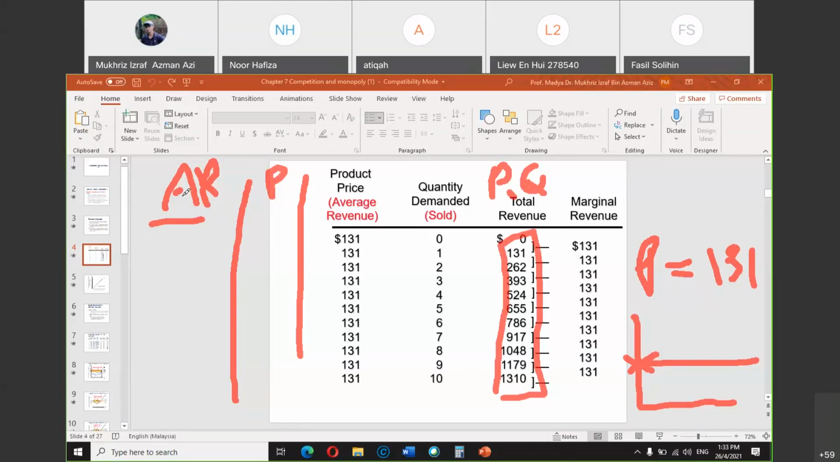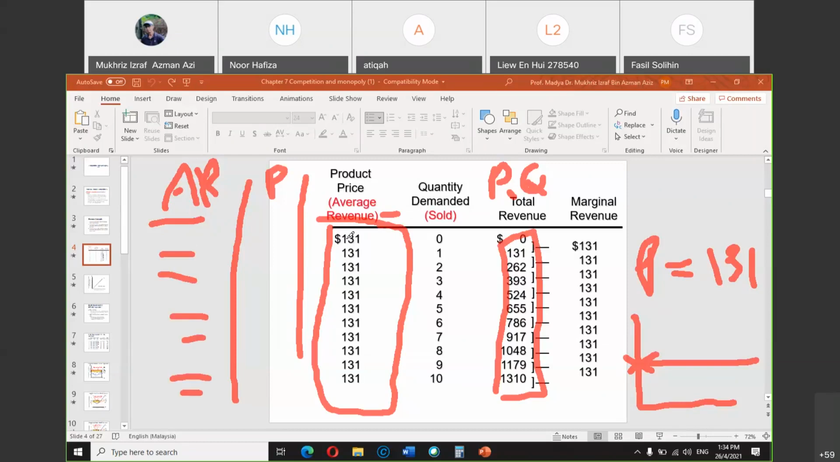How about average revenue? The formula is TR divided by Q. Because the price is constant, TR divided by Q will always give you the price again. So 262 divided by 2, you get 131. You are just reversing the process. This AR is equal to the price because you can only sell at one price and the price is constant. So your average revenue, obtained by TR divided by Q, will be the same as the value of your price. 131 divided by 1, you get AR to be 131.